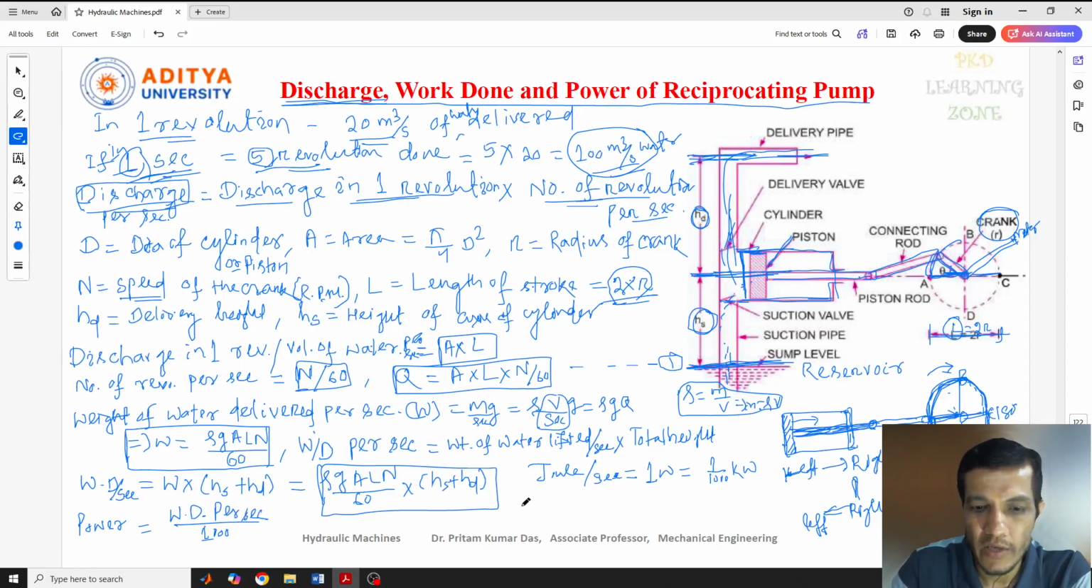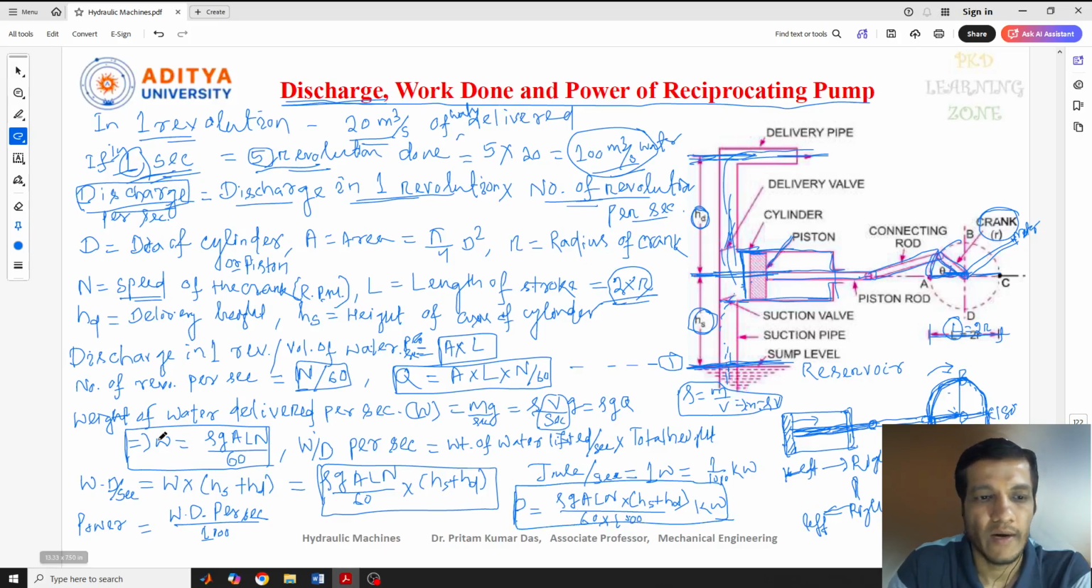So I can write P equal to rho G ALN into HS plus HD, divided by 60 along with 1000. Why this 1000? To make it kilowatt. So this is our power required to drive the pump. This is the power required, this is the work done per second, and this is the discharge value.